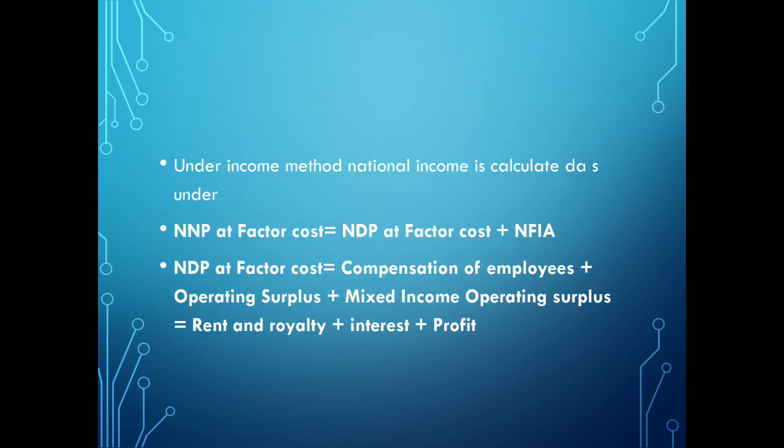Under the income method, national income is calculated as follows: NNP at factor cost, meaning national income, is equal to NDP at factor cost, meaning domestic income, plus NFIA, that is net factor income from abroad. Means when we add NFIA into NDP at factor cost, we get our national income. NDP at factor cost here is the combination of all those components of income which we have just read, that is compensation of employees plus operating surplus plus mixed income. Operating surplus is equal to rent and royalty plus interest plus profit.